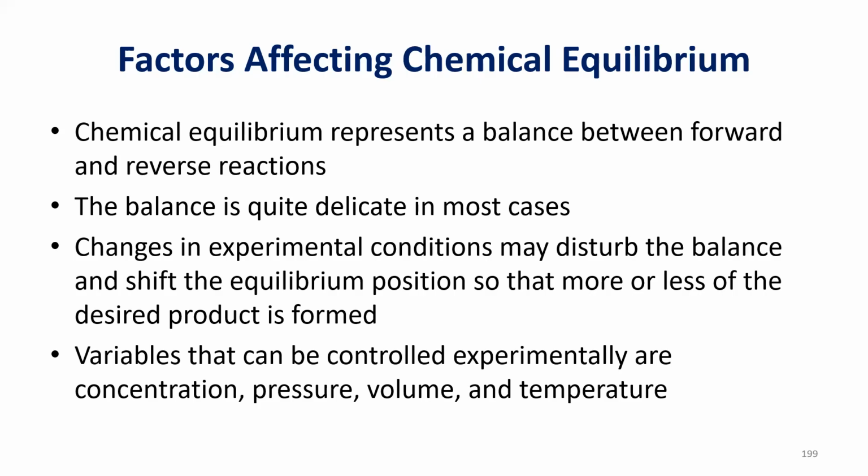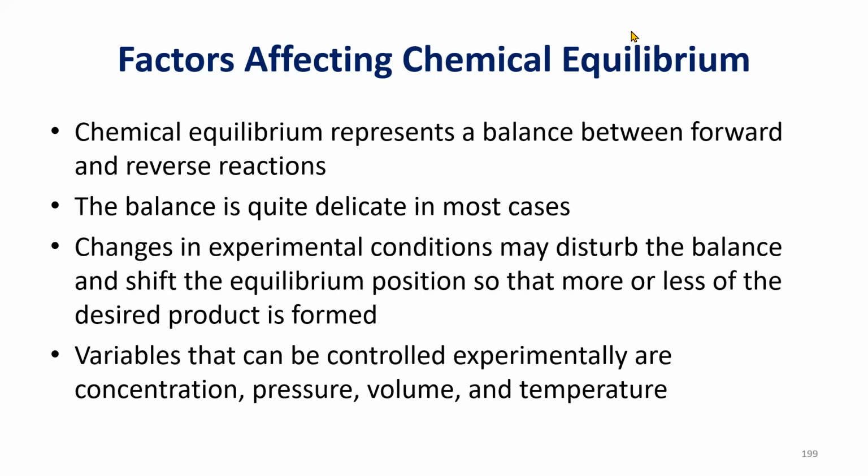So if you have a reaction of A and B giving you C and D, then maybe you want C and D to be the products that are produced. If you change the experimental conditions, it might favor either of the sides of that particular reaction.